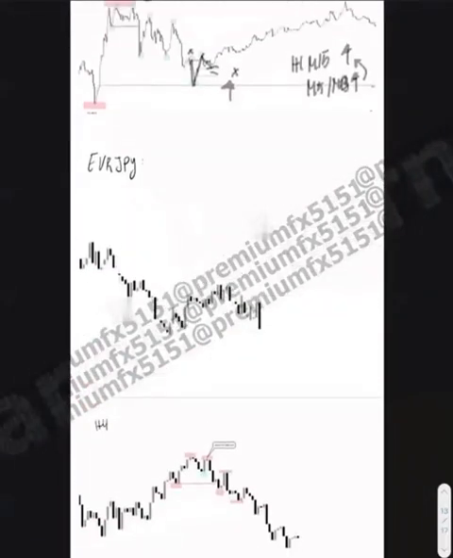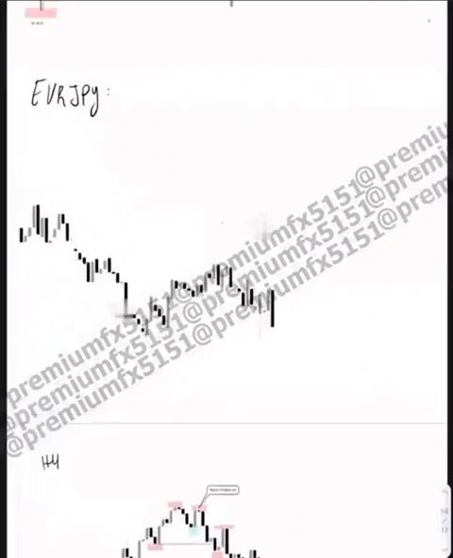Perfect. So again, this is a really good example. It was a 1-to-100 trade, Euro JPY, based from a monthly time frame. This is the monthly. Okay, so where does the push come from? The push comes from here to here. Okay, so now we have this bearish push.